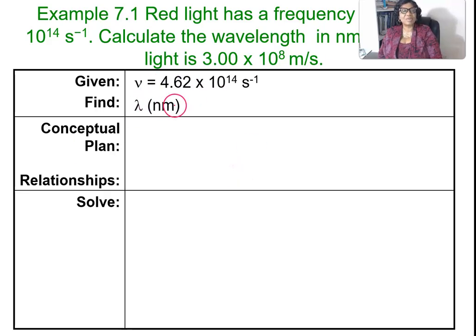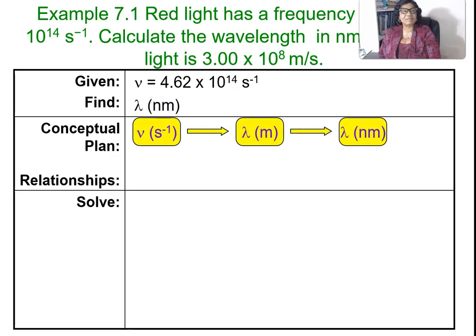So that's the frequency, we need the wavelength in nanometers. So we have to move from the frequency to wavelength in meters, then we convert to nanometers. We're going to look at the conversion factors. So we're going to get one conversion factor from this. This is how we convert nanometers to meters. So those are the two conversion factors we need.